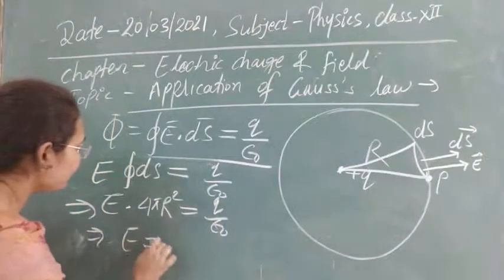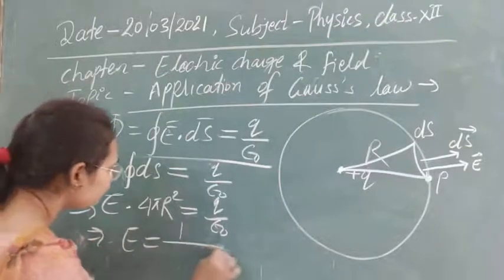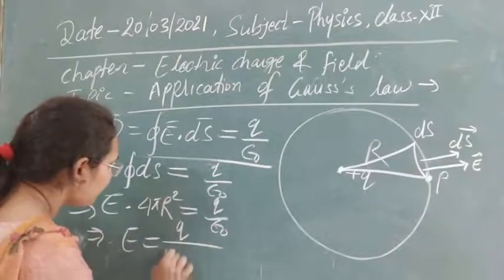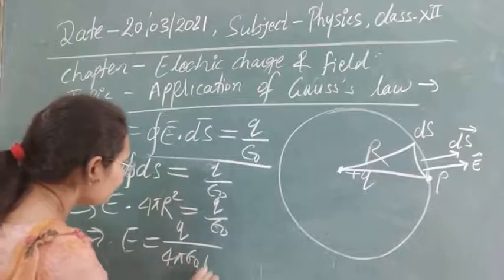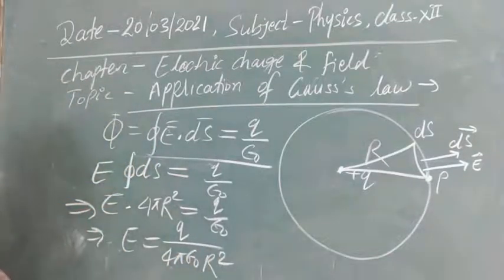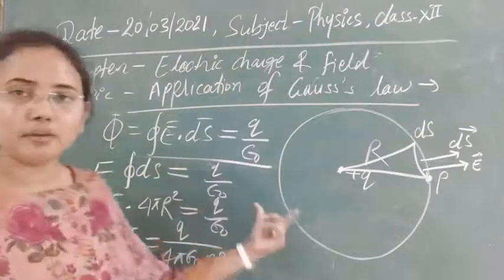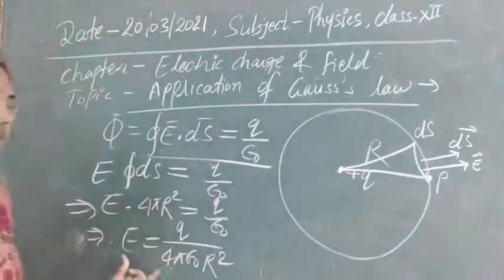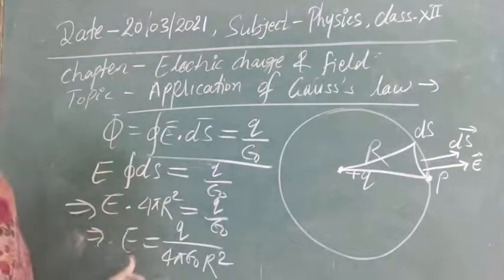Now we can calculate, and this is q upon 4 pi epsilon 0 r square. So this is the value of the electric field for such types of point charges that we have now calculated by using Gauss law.